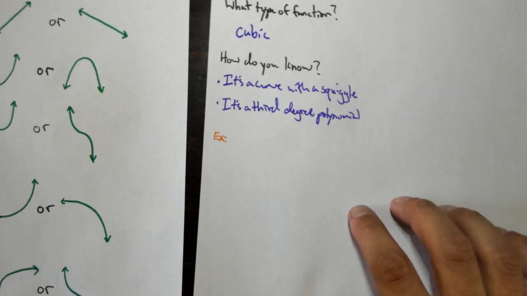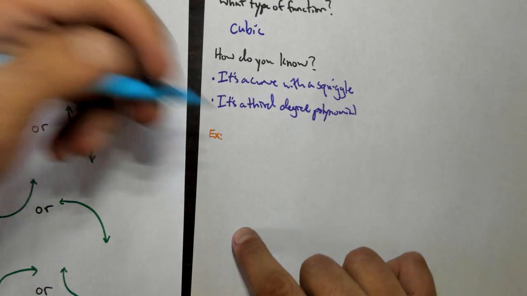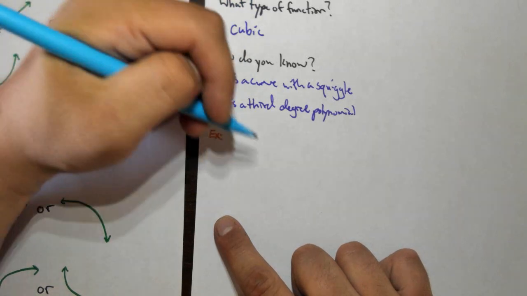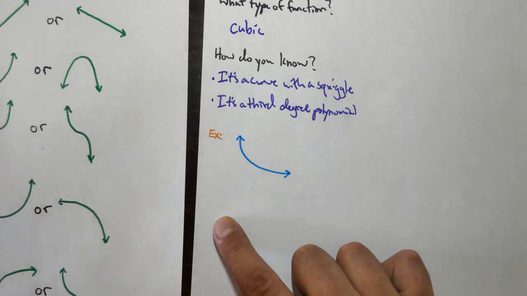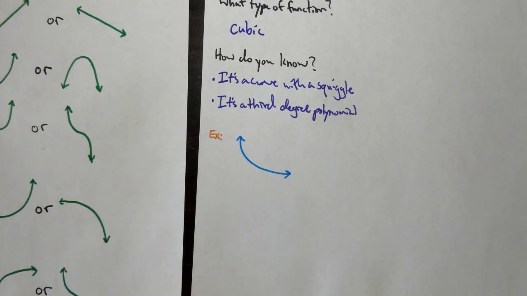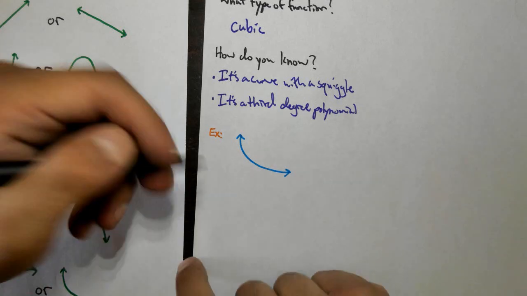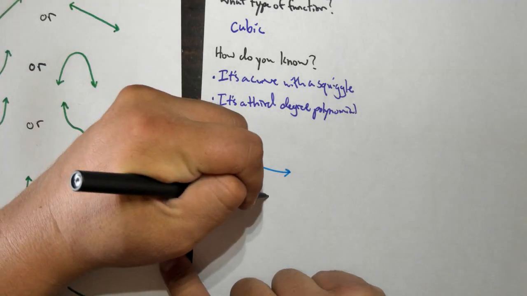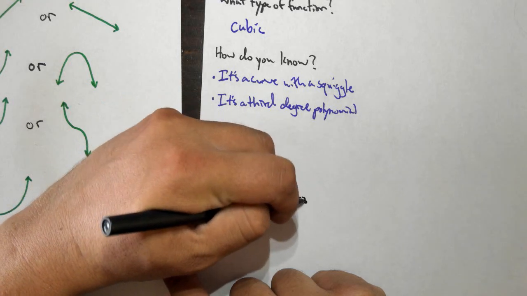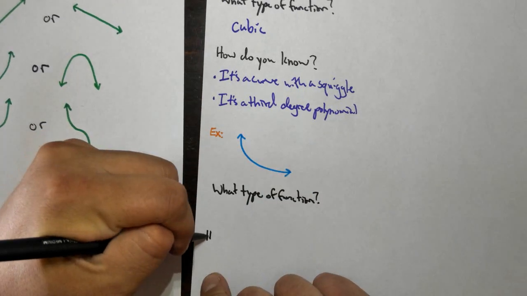And let's say now that I'm given a function that looks like this. And let's say this time we're not given an equation, because on some of the questions I'm going to give you, I just give you the graph, okay? So let's say we're not given an equation here. So first we need to identify what type of function this is. And then how do we know?